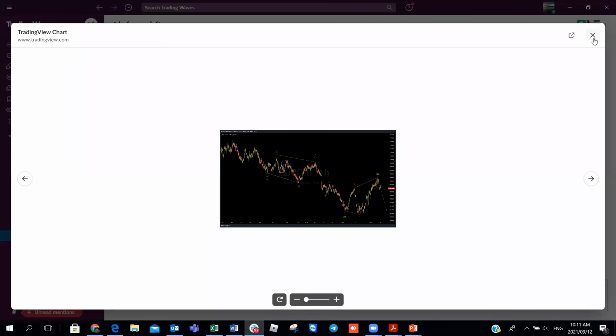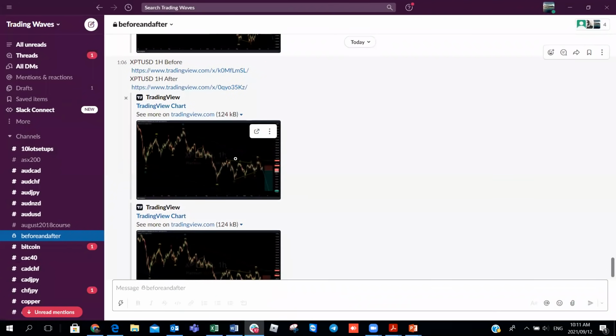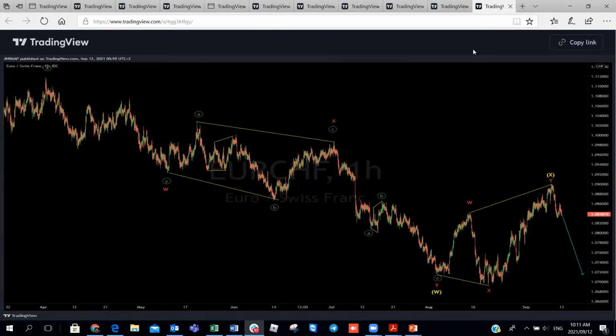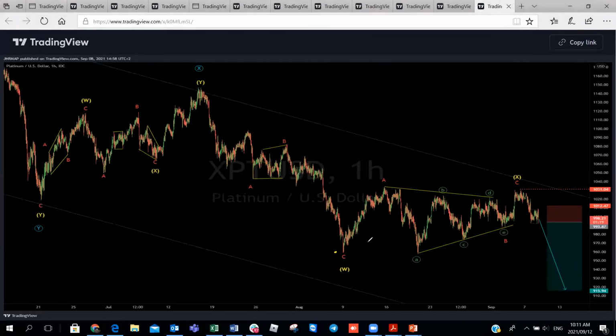All right, let's have a look at platinum. It was a textbook triangle setup there. Let's have a look at this one here with bigger structure. A textbook triangle setup. As you can see here, we had a triangle on platinum. We also had a trade setup. This was actually for our members.